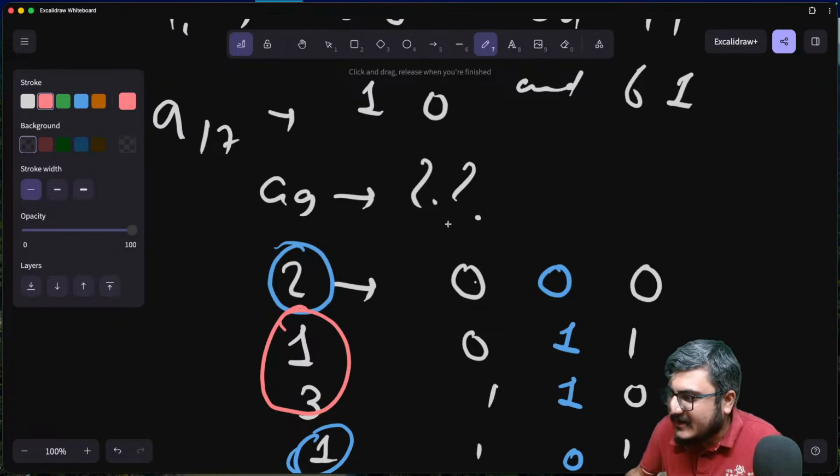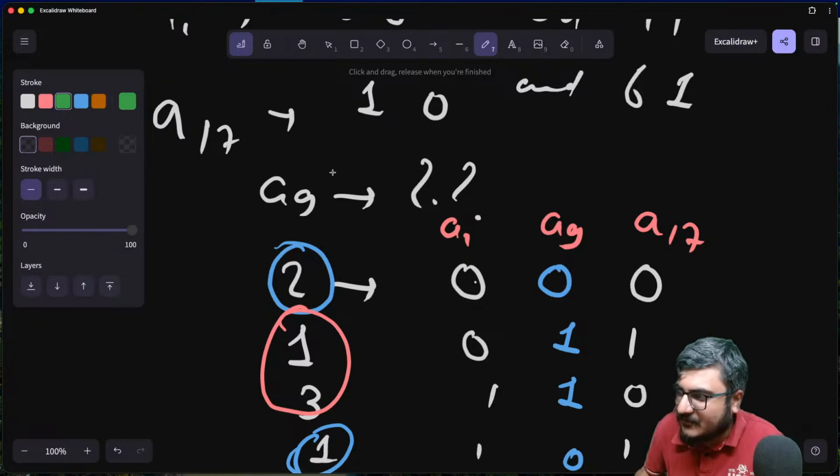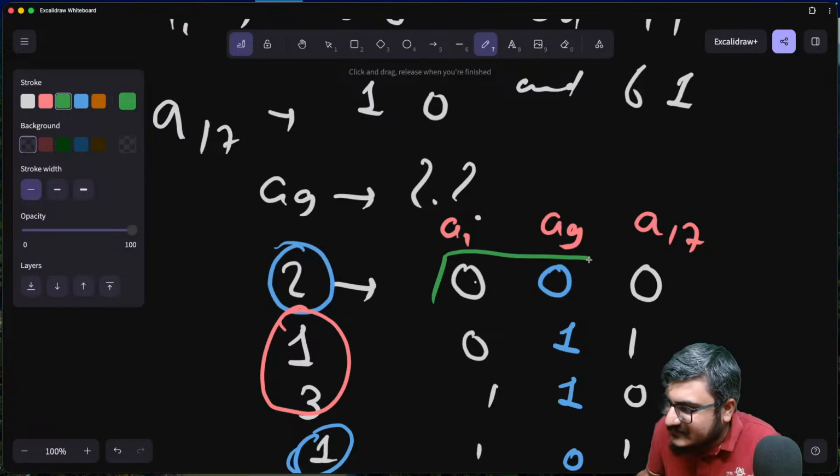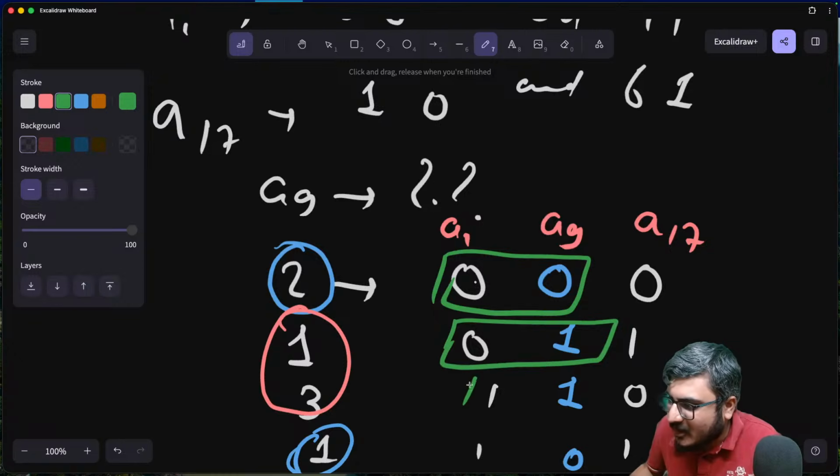Now I have A1 over here, A17 over here, A9 over here as well. Using this same information again, I can also find how many 0, 0s will exist, how many 0, 1s will exist, how many 1, 1s will exist, and how many 1, 0s will exist.